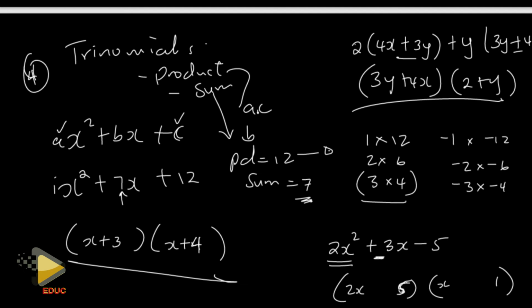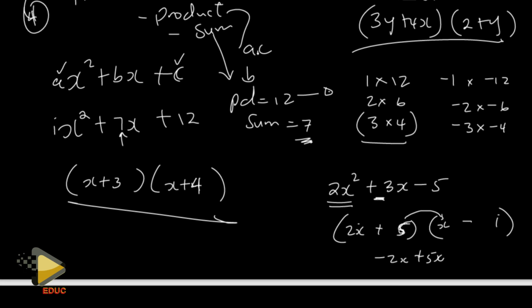So since the middle part is positive, if I put here plus and put here minus, if I open this and that, that's going to give me negative 2x. If I multiply this and this, it's going to give me a positive 5x, which if I simplify that, because these are like terms, I'll be able to get my positive 3x, which means this combination is correct, and that will be our answer. So this method where the a is not a 1 is just trial and error.